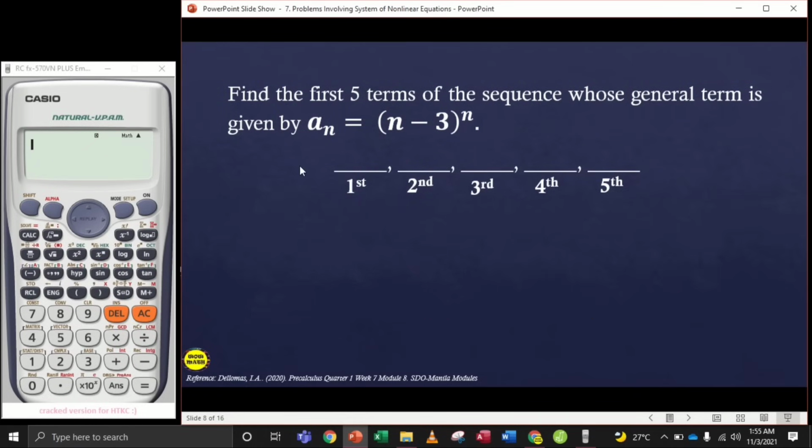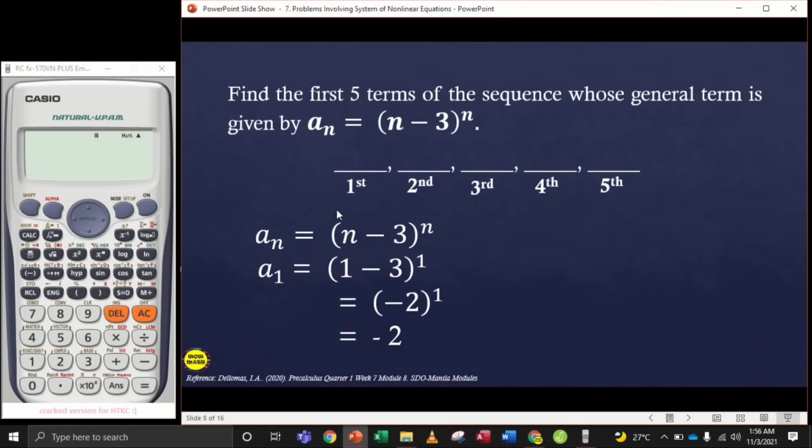So, for example, find the first 5 terms of the sequence whose general term is given by a sub n is equal to the quantity of n minus 3 raised to n. So, kukunin natin yung first 5 terms. So, kapag kukunin ang first 5 terms class, ang isa-substitute natin kapag first term yung kinukuha, 1. Kapag second term, 2. Papalitan natin yung n ng 2. Kapag third term, papalitan yung n ng 3. Kapag fourth term, 4. So, for example, yung first term, papalitan natin yung n natin ng 1, gamit yung general term natin sa given.